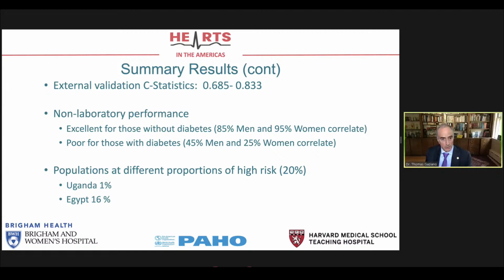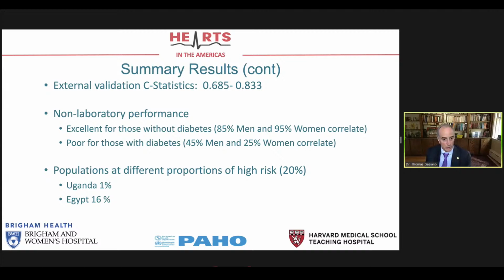Noted in the non-laboratory performance, it was excellent for those without diabetes, meaning that 85% of men or 95% of women correlated with what their risk would have been if they were using the laboratory-based risk score. However, for those who do have diabetes, the correlations were relatively poor, with 45% of men and 25% of women correlating with the same risk score in a laboratory-based tool. So that is a challenge for the non-laboratory performance in those with diabetes.